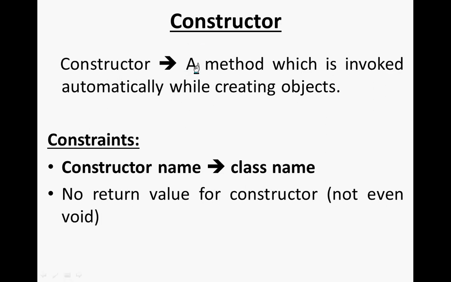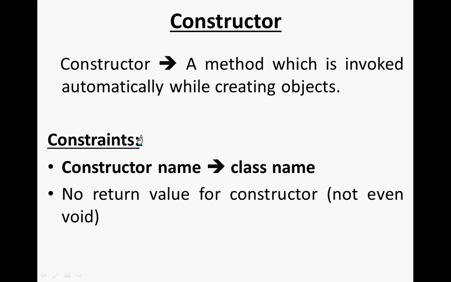A constructor is a method which is invoked automatically. So we no need to invoke it. It is invoked while creating objects. So constructor is a special method which is invoked automatically while creating objects for the class.